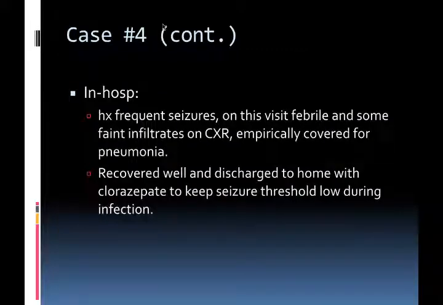So in the hospital, this visit had a fever and maybe a little pneumonia on chest X-ray, empirically covered for that with antibiotics, and recovered well and was discharged at home with clorazepate to keep seizure threshold low during the infection. So the kid's on a lot of different medications.